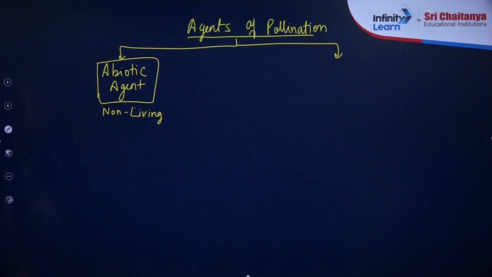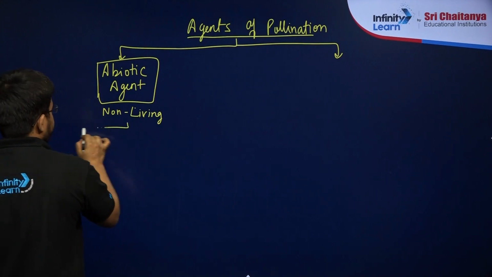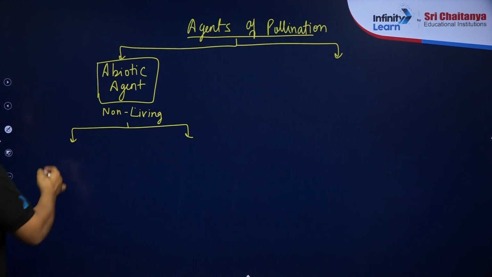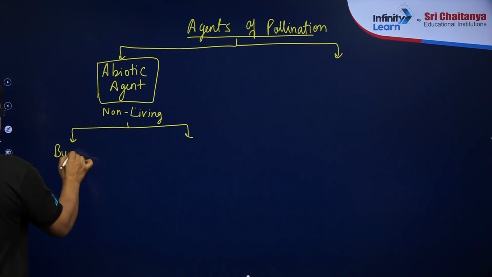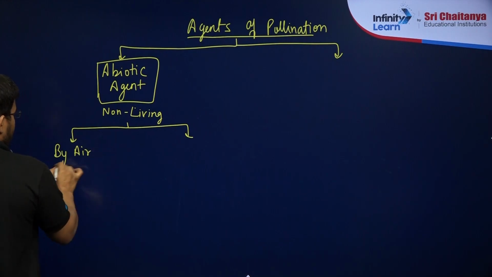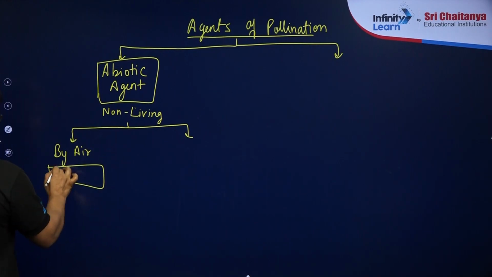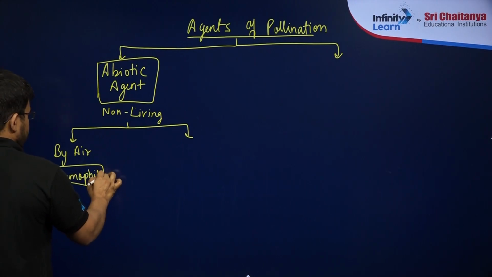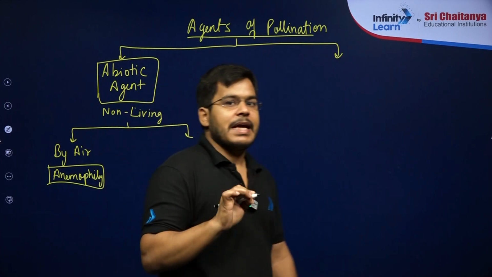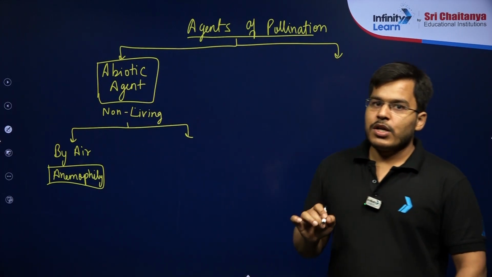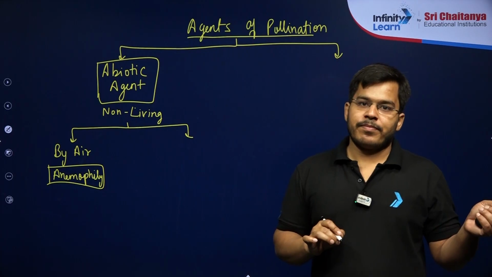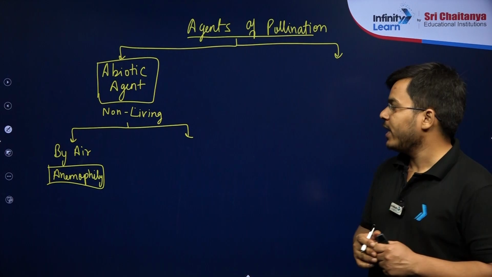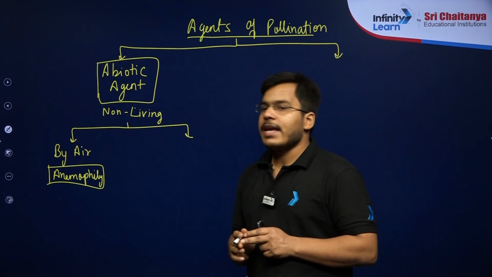And students, your abiotic agents can be divided now further into two types. One, this particular abiotic agent can be air. So students, when pollination will be occurring by air, we call this process as your anemophily. So here students, if you see, air will be carrying the pollen grain from one plant to the stigma of other plant. But the agent is going to be air, that is abiotic, non-living thing only, right? So that particular process is known as anemophily.